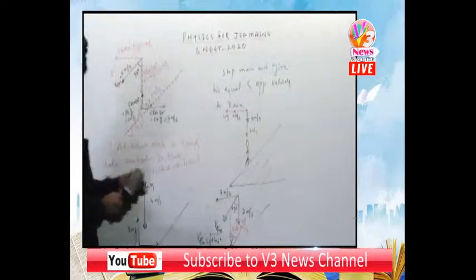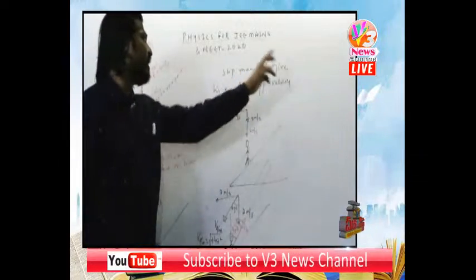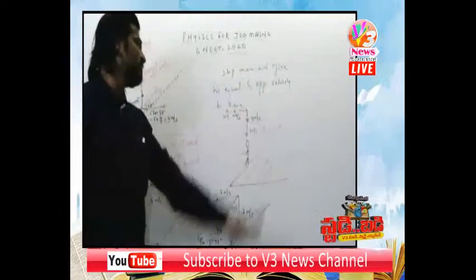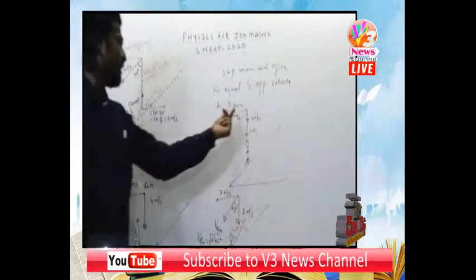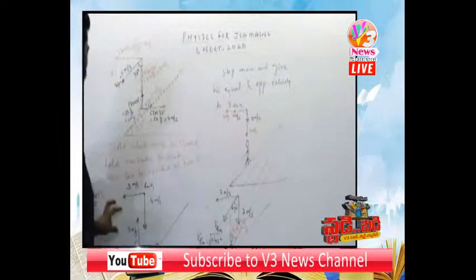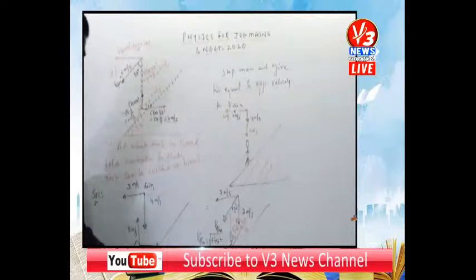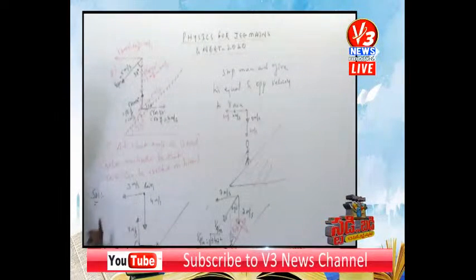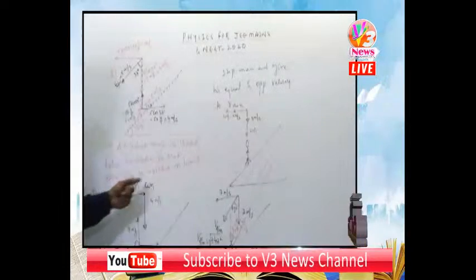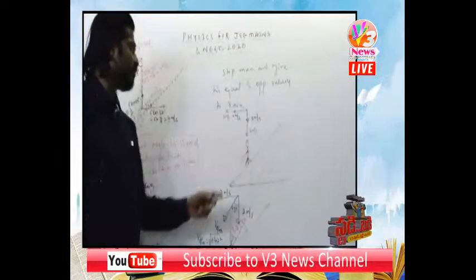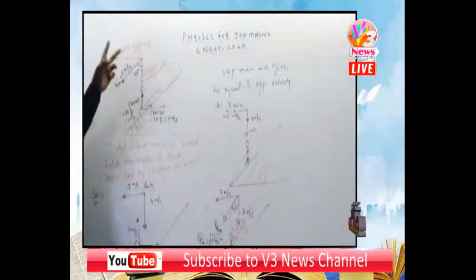So what is our basic logic to do the problem again? Stop the man and give his equal and opposite velocity to the rain. That means rain already has velocity 3 in this direction and 4 in this direction. I am stopping the man, giving his equal and opposite velocity to the rain. That means this 4 should be reversed, and when it is reversed and added to this one, we get 3 plus 4. In the same way, the velocity of the man in the upward direction is 3.